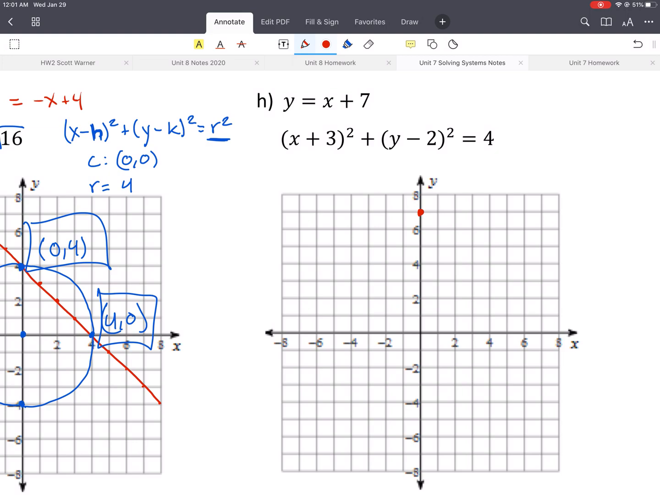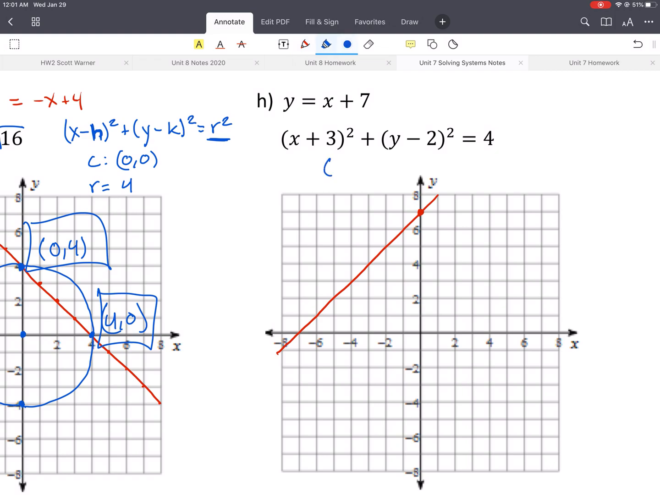I always get those mixed up: intercept and intersect. You'd think I would be better than that. Anyways, slope is positive, so rise over run is 1 over 1. And then we're going to plot our circle.